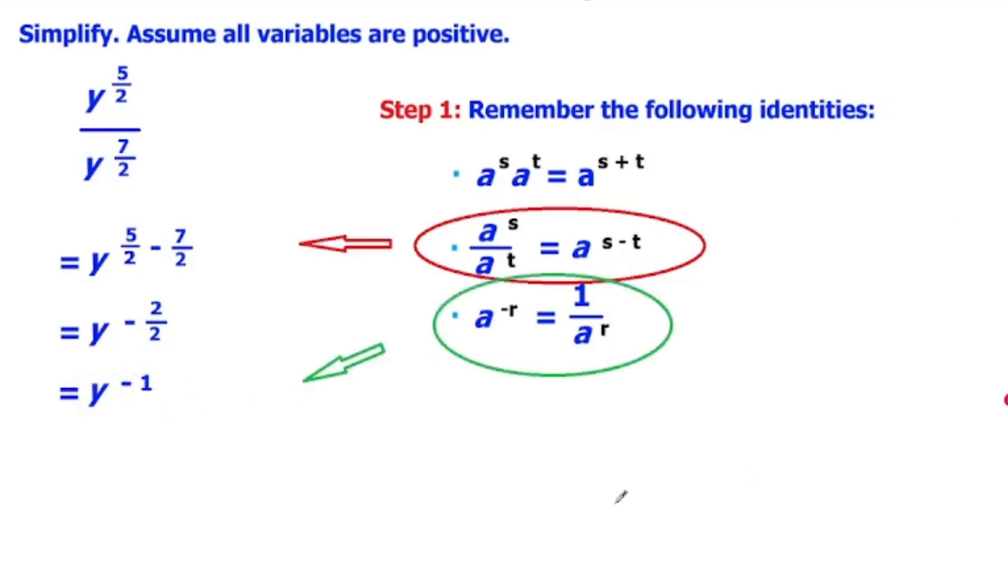And for y to the -1, we just need to use this identity: when there's a negative exponent, it means it becomes part of the denominator. So when we rewrite this in simplified form, it becomes 1 over y. And that's all there is to that problem.